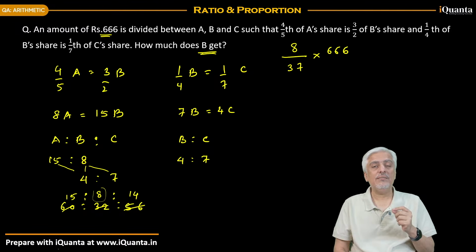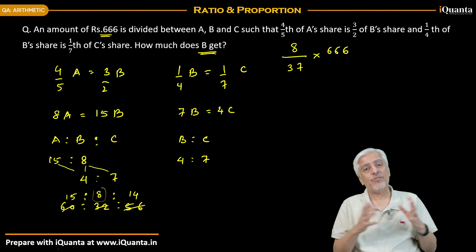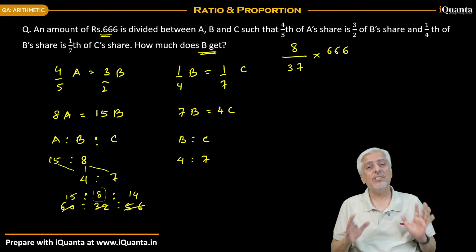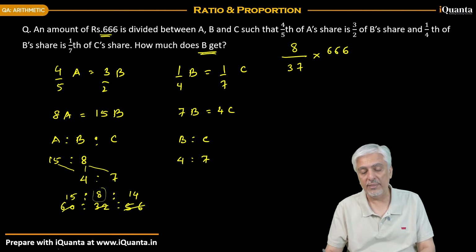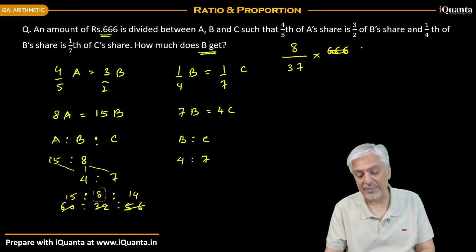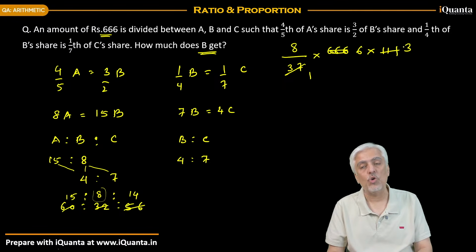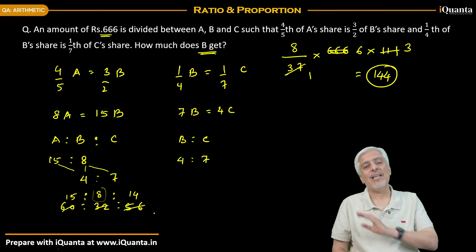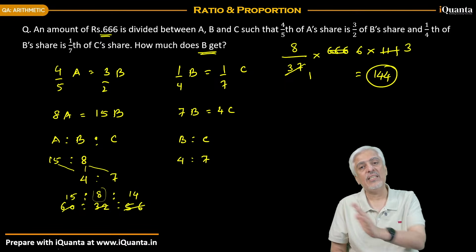I've been teaching for CAT for so many years. I must have used this a zillion times during my calculations. 37 threes are 111. If I know this calculation orally, 666 can be written as 6 into 111, and it saves so much time. 8 sixes are 48, 48 threes are 144. Please remember this calculation in your mind by heart. 37 threes are 111.